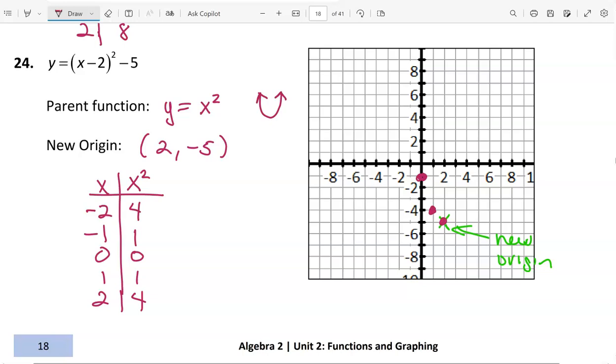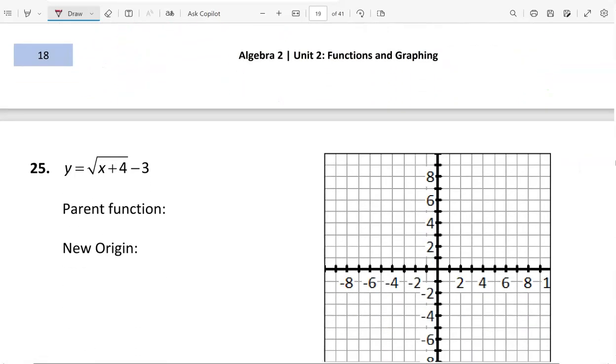0, 0 is on the new origin. 1, 1 is 1 to the right and 1 up from the new origin. And 2, 4 is 2 to the right and 4 up from the new origin. And I want to connect with a nice smooth curve to form that parabola shape. And there's our entire graph.